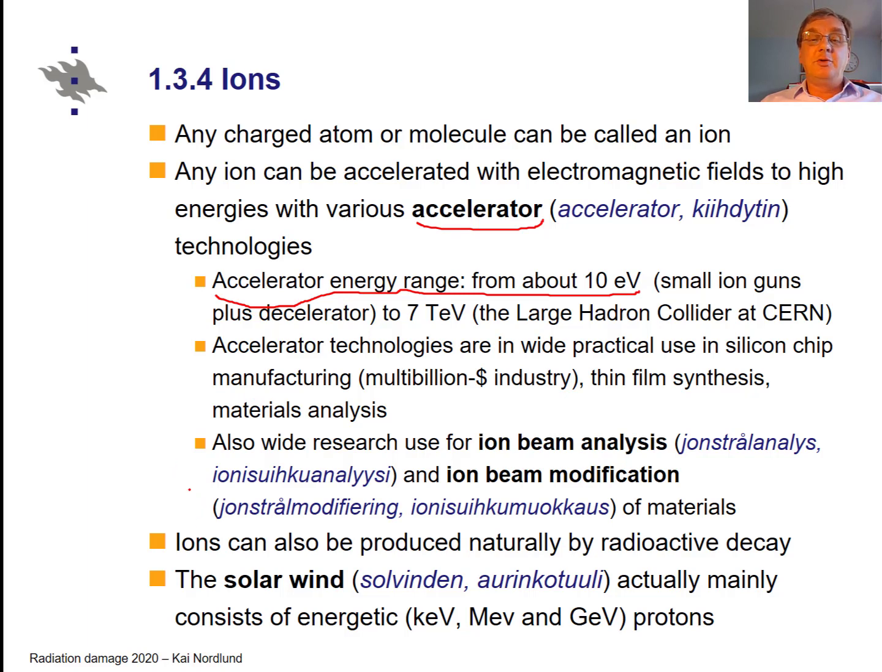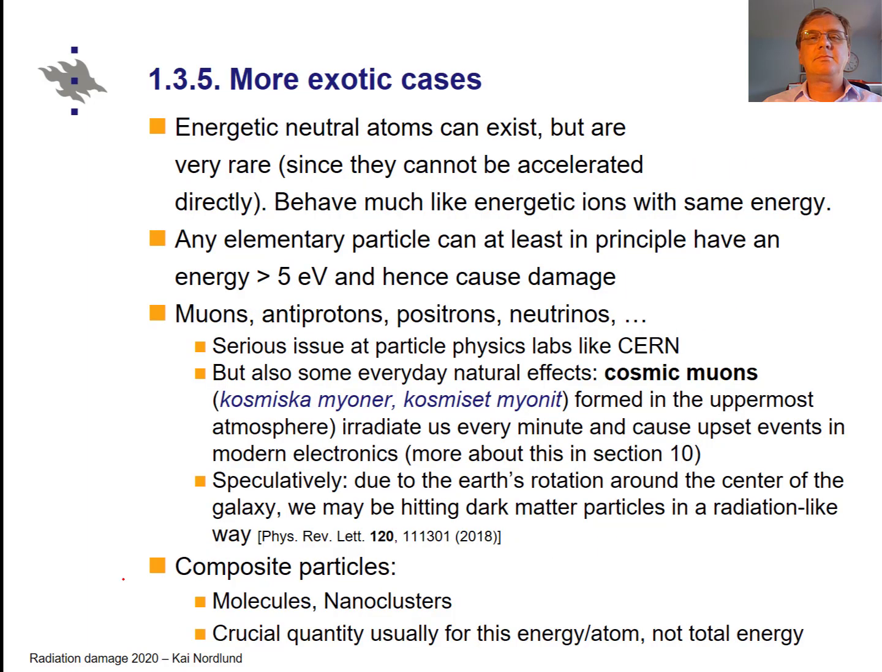And ions can also be produced naturally by radioactive decay, and in the solar system the sun produces a lot of energetic ions. It's mainly protons in a wide energy range. Well, this is not the full list. There are other cases of particles which can be ionizing. Neutral atoms can be high energetic, although it's very difficult to make them so because typically accelerators deal with the ions. Sometimes they are neutralized, and in plasmas they are neutralized spontaneously, and so on.